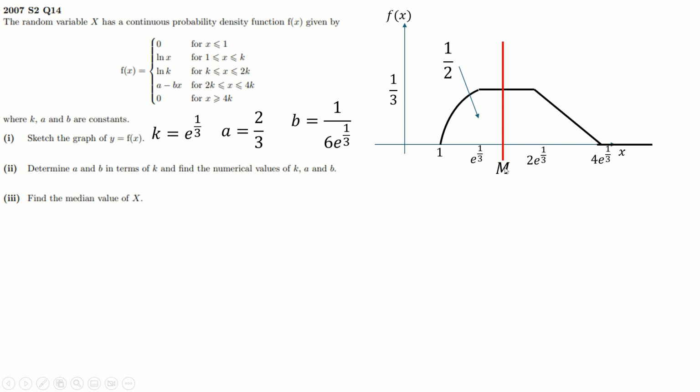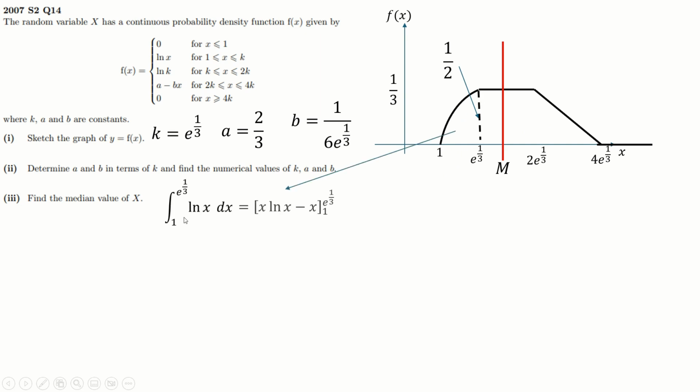Now, how do I know the median is here in this rectangle? Well, I don't. I'm going to sort of prove that as I go along. It could be over here somewhere, or it could be over here somewhere. I'm going to show that it's definitely in the middle like this in a second. But let's first say, okay, well, what's the integral between 1 and e to the third of log x? Let's just find the area that's part of this bit first.